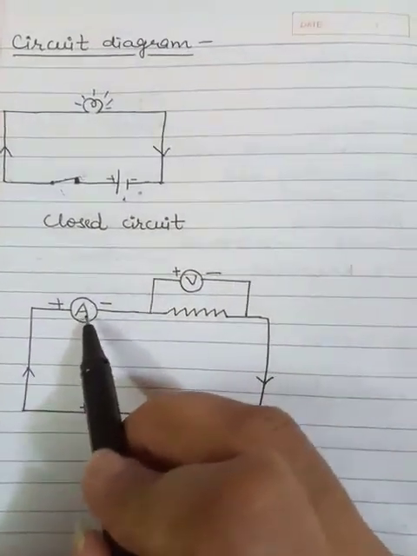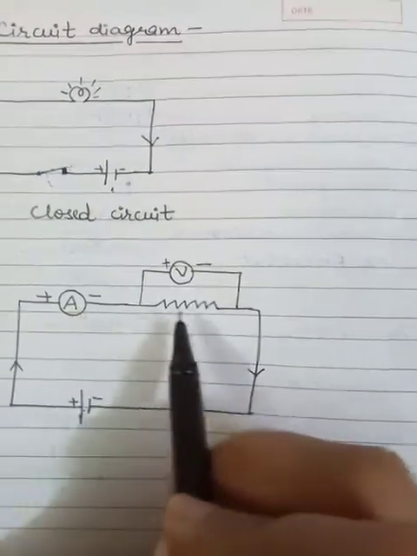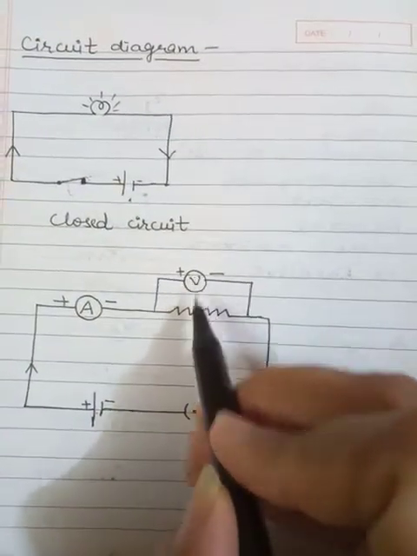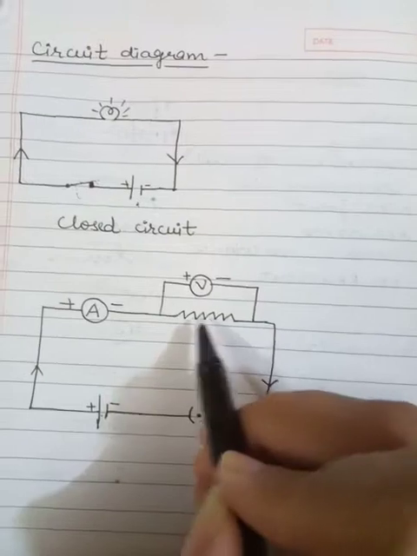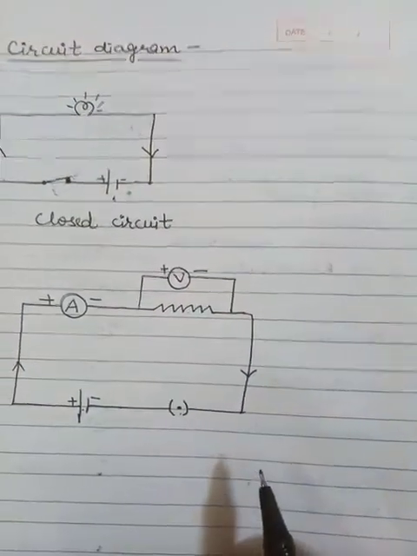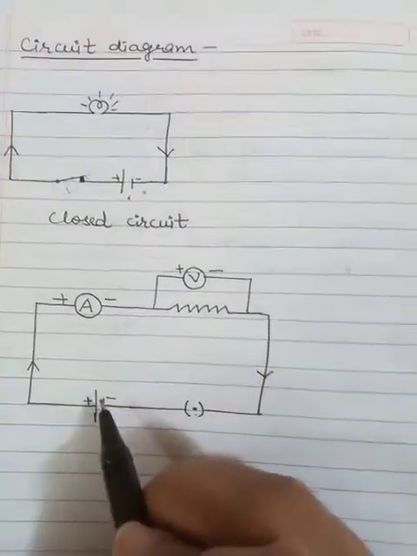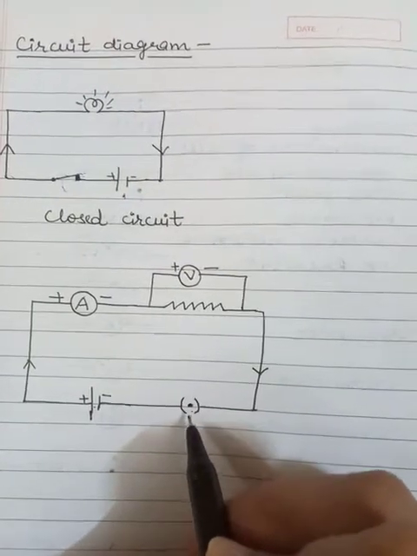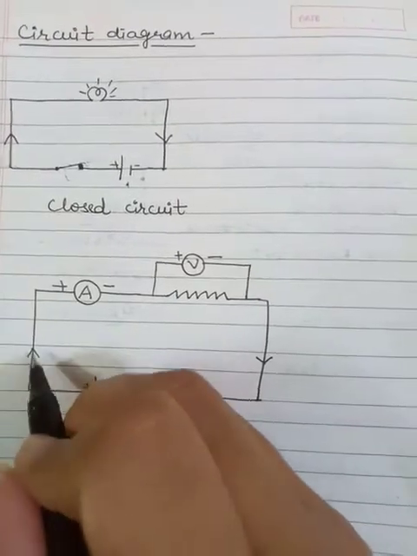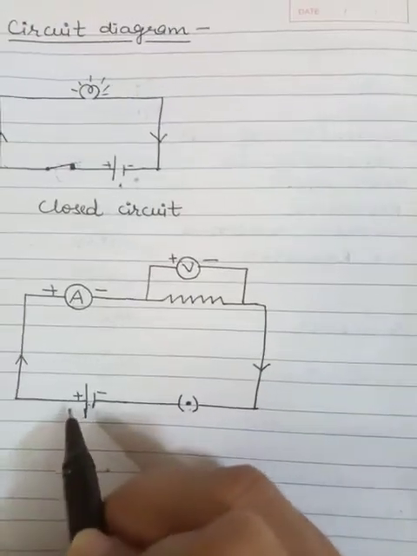As we have discussed earlier, the ammeter is always connected in series. So this is the resistance and this is the series, and the voltmeter is always connected in parallel. So this is the resistance, and in parallel with the resistance this voltmeter is connected. This is the cell and key. Again, when we close the key or switch on the circuit, the electricity will pass from the positive terminal to the negative terminal like this.